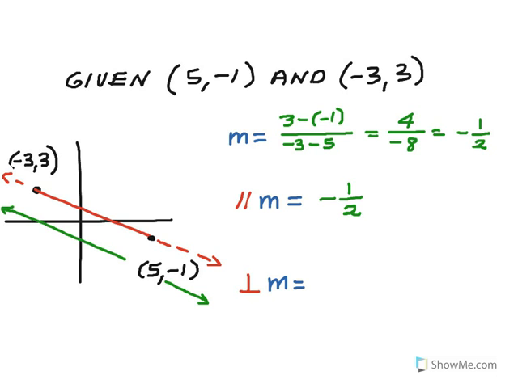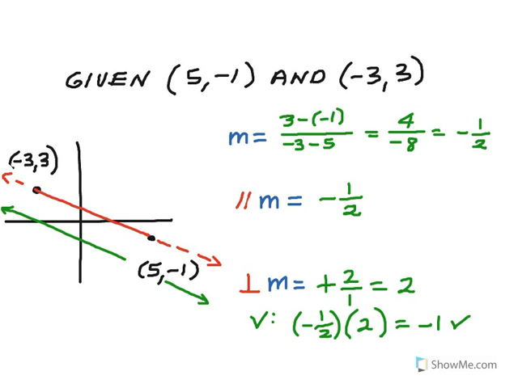Now the perpendicular slope should be the opposite of the reciprocal of -1/2. So this becomes a positive 2/1, which just simplifies to be a 2. And to check this, I can look and say, okay, the original slope of -1/2, when multiplied by the slope of the line perpendicular, which is the opposite of the reciprocal of -1/2, equals -1.